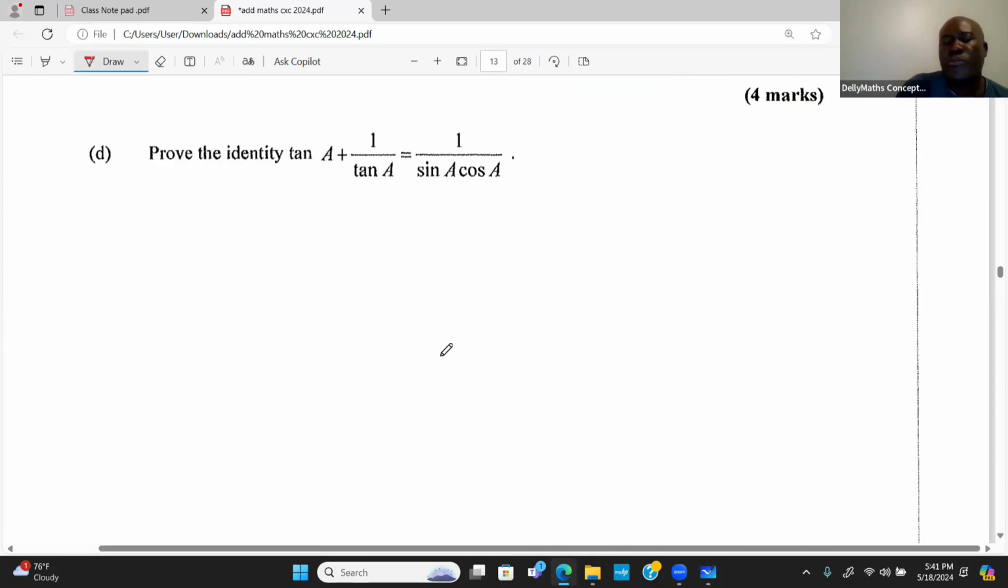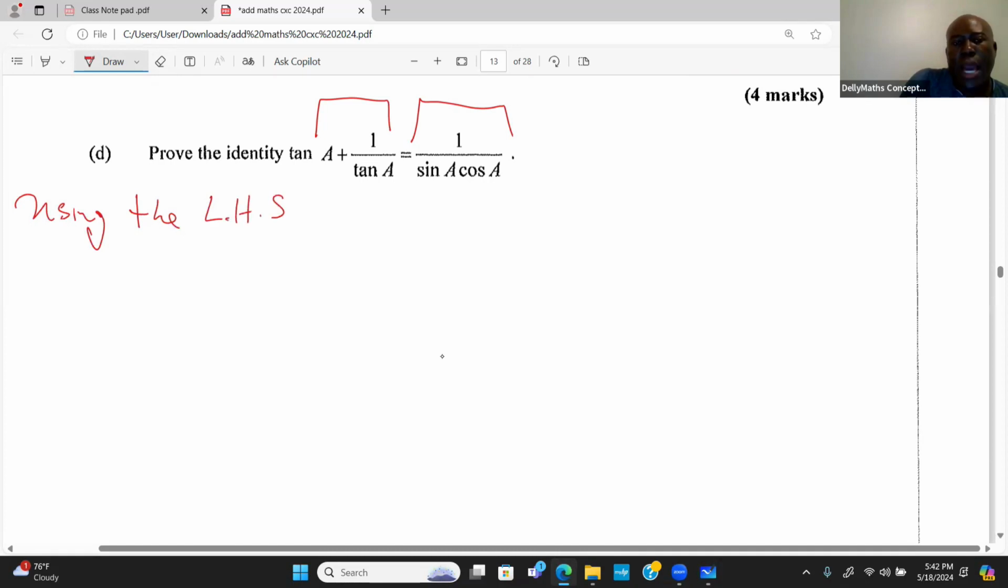Now, we want to prove some identities here. What I normally do is just to relax, take the left side here, and I'm going to show that I could take the left side, manipulate it, and then show that I could get the right side, right? So let us start off with tan A. Using the left-hand side, I'm going to rewrite as many things as I can.